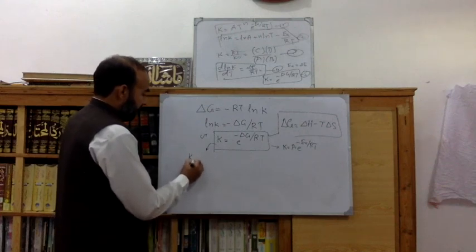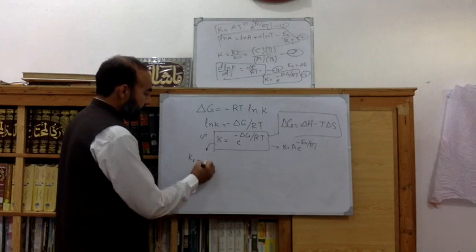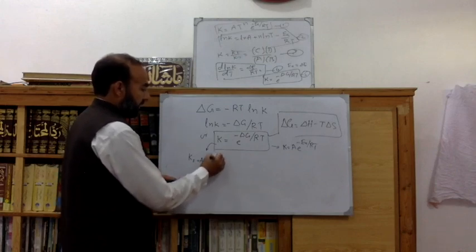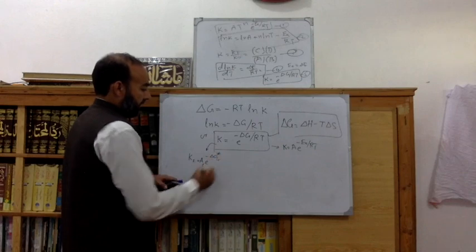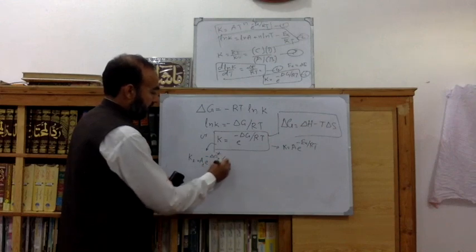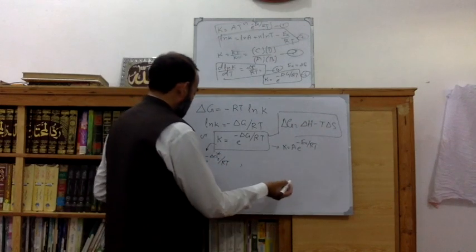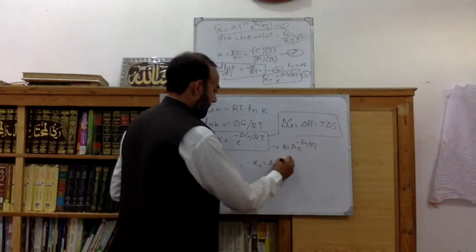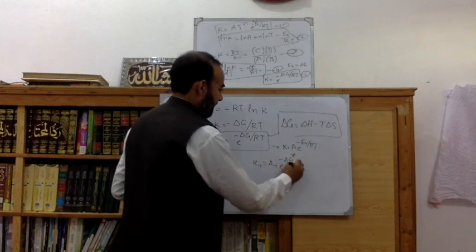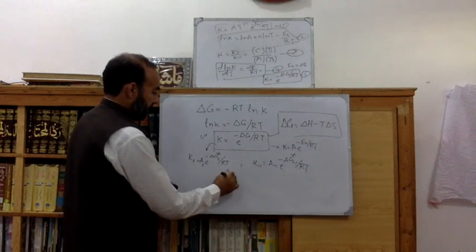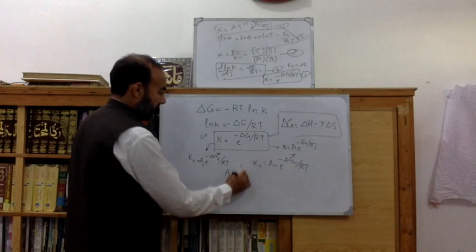So the rate constant for the forward reaction, K1, is equal to A1 e raised to minus ΔG‡ going to the transition state over RT. For the reverse reaction, we can write K inverse equals A inverse e raised to minus ΔG‡ inverse over RT. We know that this pre-exponential constant for forward is equal to reverse.